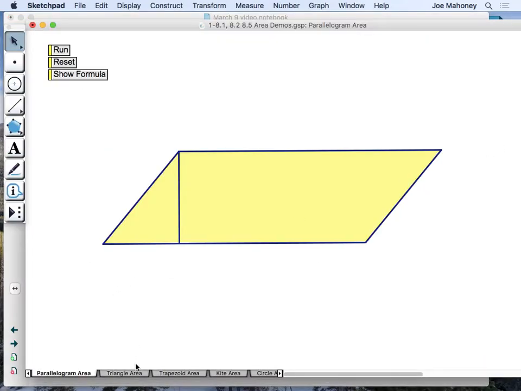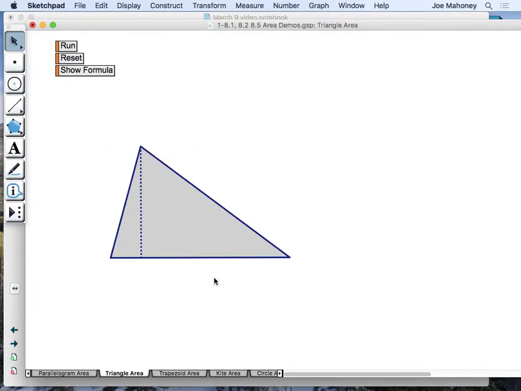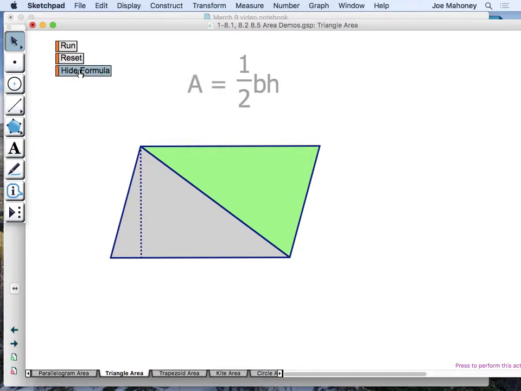If we keep rocking and rolling, we go to the triangle. Notice in my gray triangle here, the dashed line represents the height of the triangle. So watch what we're going to do. We're going to do some transformations. Don't you love it? A 180-degree rotation centered at the midpoint of one of the sides. So what shape was made? Yeah, can you tell that we made another parallelogram? Gotcha. So the area of a parallelogram is base times height.